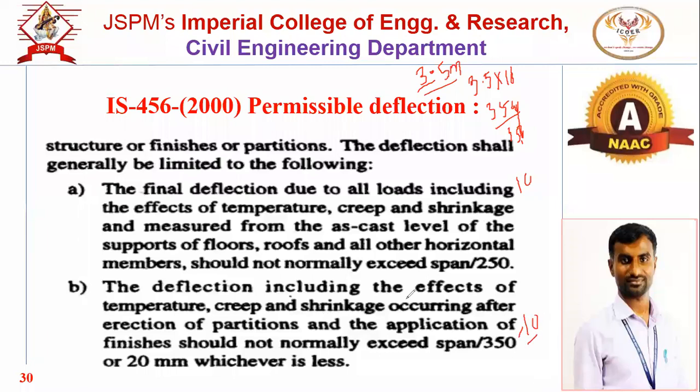And what is the clause? L by 350 or 20 mm, whichever is less. Now here, after the calculation, deflection is 10 mm and here it is 20 mm. So out of that 10 and 20, whichever is less, we have to choose. Means here 10 mm is the permissible deflection.